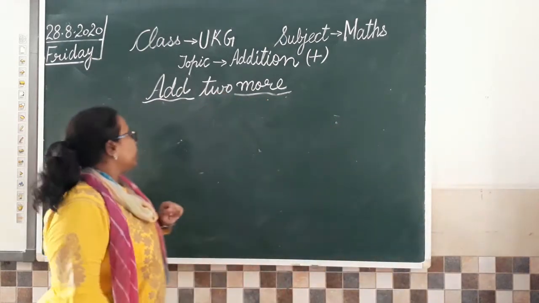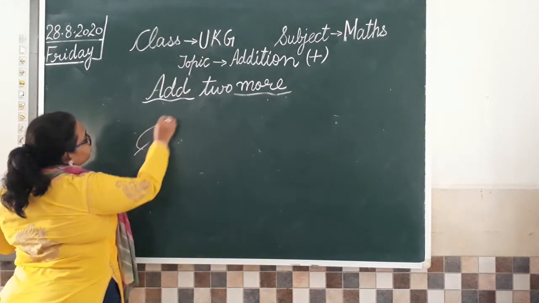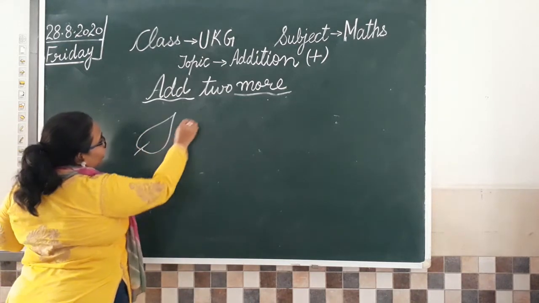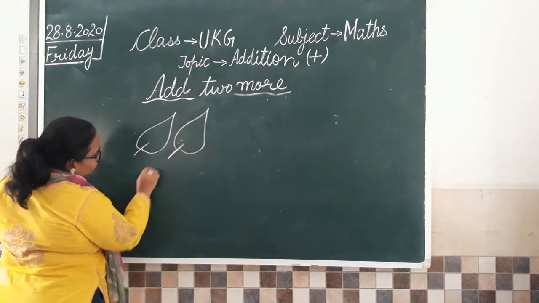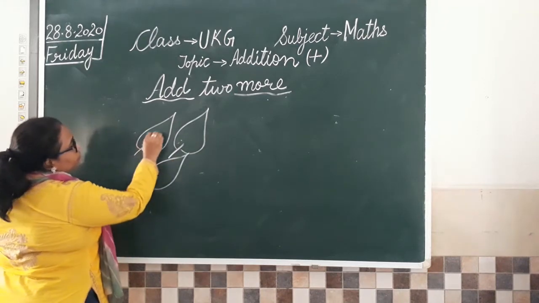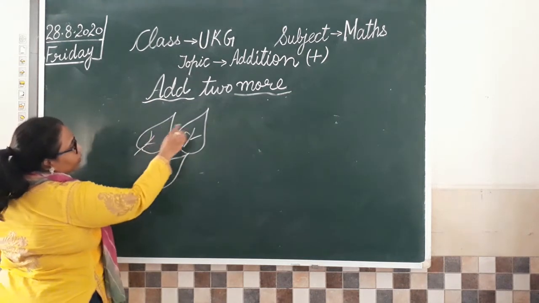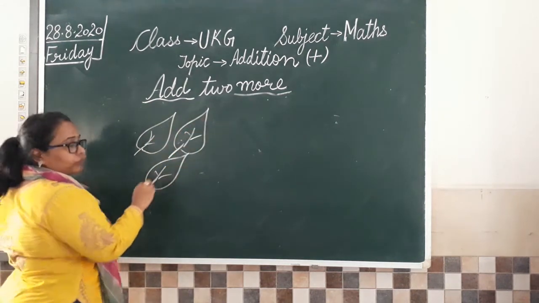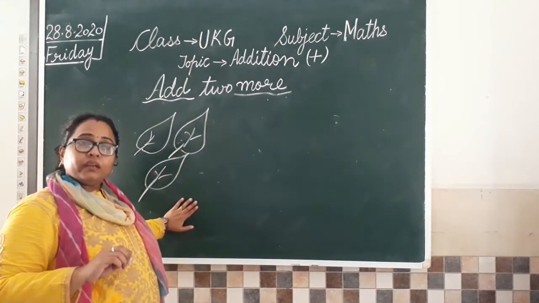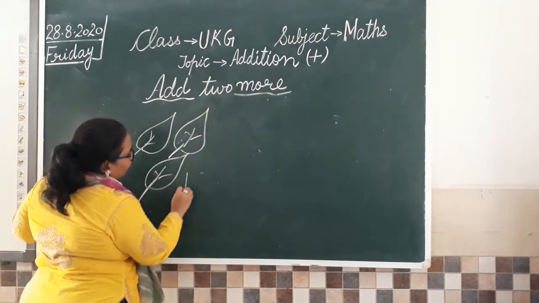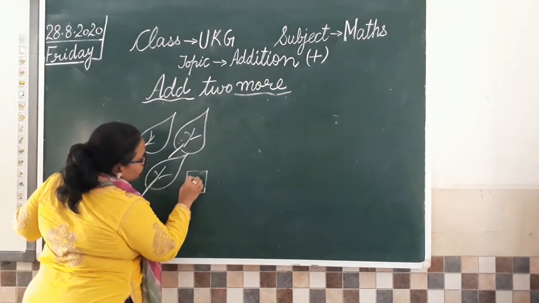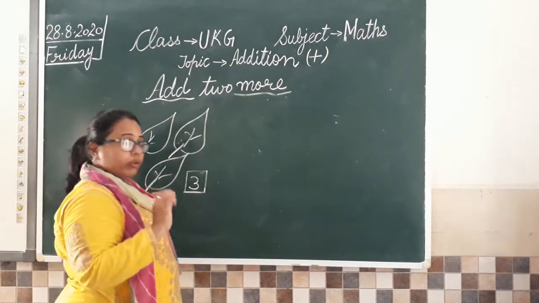Add 2 more. So now I have leaves. So I have 3 leaves. Clear? So how many leaves I have? Let us count them. 1, 2, 3. तो मैम के पास कितनी leaves है? 3 है. So I'll write that number here. So I have 3 leaves.